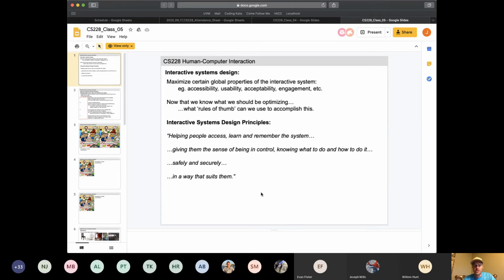So now that we know we should be optimizing those things that we were talking about, we want to know some rules of thumb that we can use to accomplish this. So we're going to talk about some interactive principles that you want to keep in mind when you're designing these systems that really help achieve these goals.